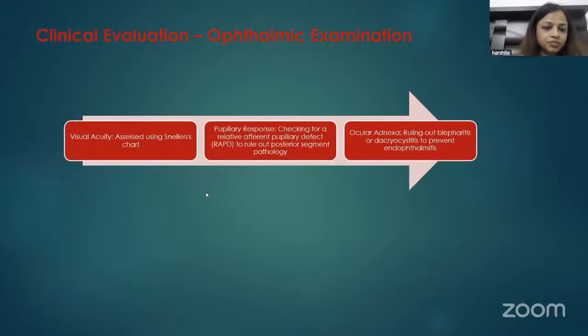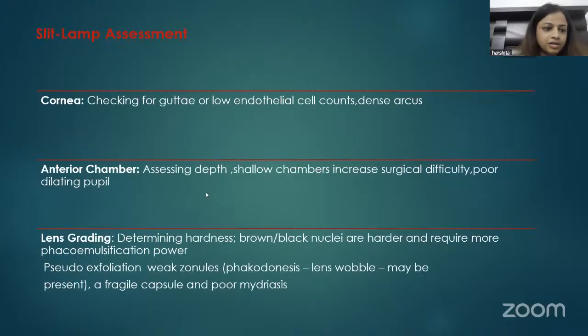Then this we have already discussed. We have to check for the afferent pupillary defect also to rule out any posterior segment pathology, and the ocular adnexa have to be examined properly to rule out any dacryocystitis and blepharitis to prevent endophthalmitis. Then we go through the slit lamp examination, starting with the cornea. We have to check the endothelial cell count. Any dense arcus has to be ruled out because it can obscure the view during the surgery, so it has to be planned accordingly.